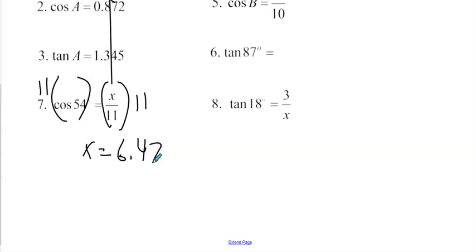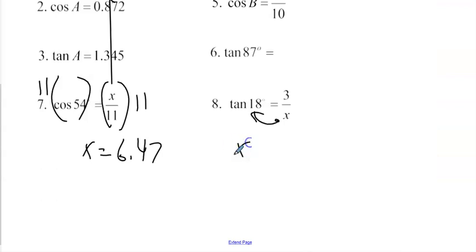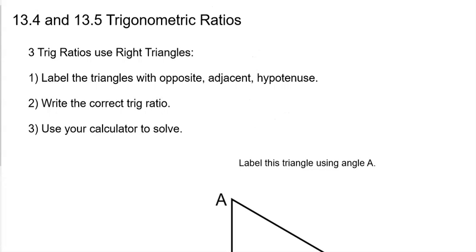But on 8, if x is on the bottom, we can just switch these two. So 3 divided by tangent of 18. So .23. And that's it.